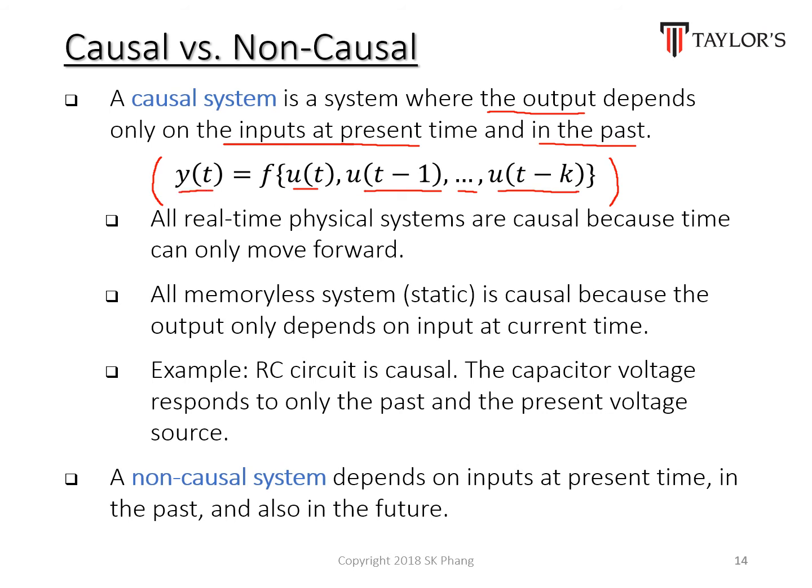On the other hand, a non-causal system is a system that depends on future input. So as long as the system depends on future input, it doesn't matter whether it also depends on the present time or the past input; as long as it depends on future inputs, it's called a non-causal system. Realistically, you cannot implement a non-causal system, because it depends on future inputs, which is not possible to generate in a real physical system.